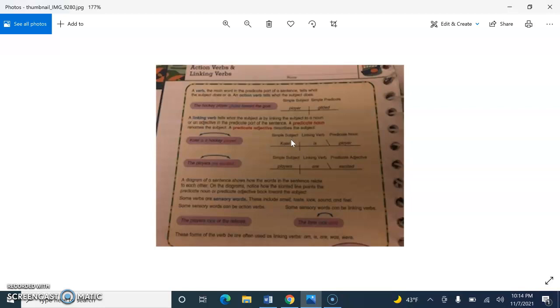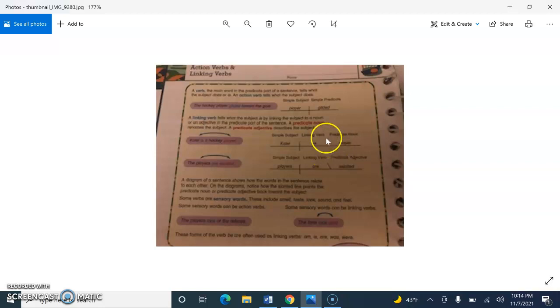This is very important. When you come to diagram a sentence in which a linking verb is linking the subject to another word that either renames it or describes it, you have to have this slanted diagonal line on your diagram or it's going to cost you points.